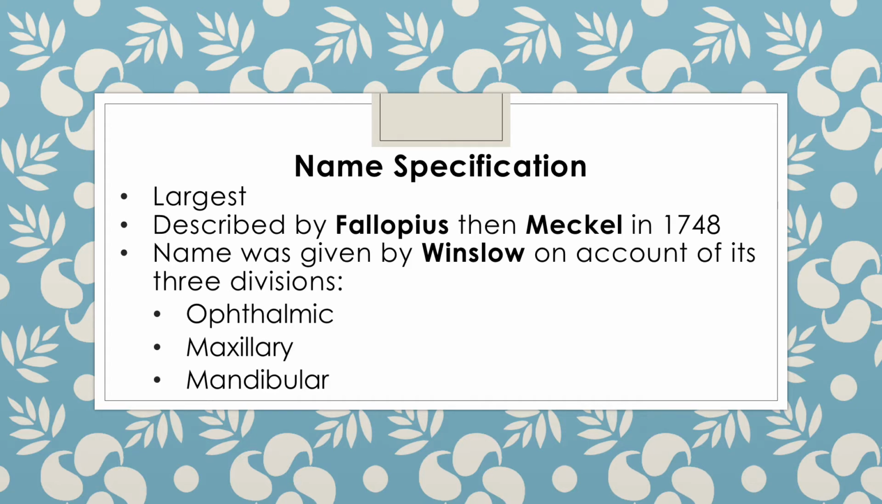Why is this nerve named so? Firstly, this is the largest cranial nerve, and it was first described by Fallopius. Then it was elaborated by Meckel in 1748. Its name was given by Winslow because of its three divisions, that are the ophthalmic, maxillary, and mandibular divisions. These divisions are also known as V1, V2, and V3. I will show you afterwards.